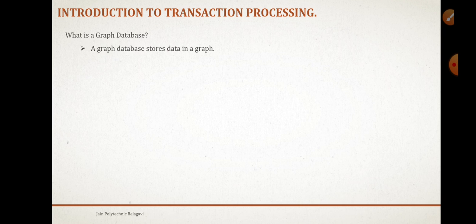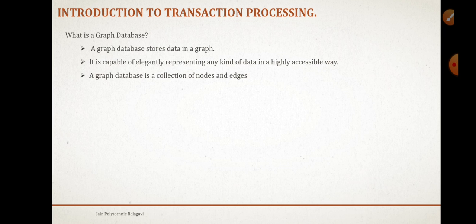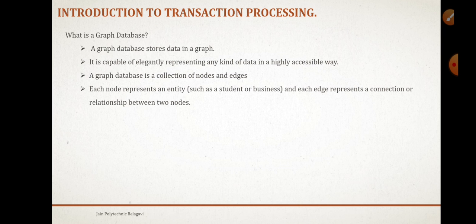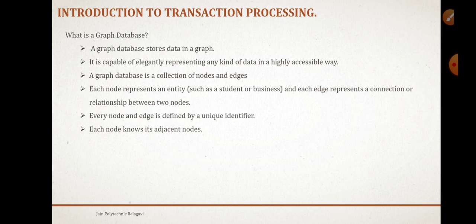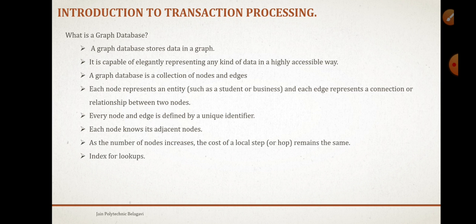What is a graph database? A graph database stores data in a graph. It is capable of elegantly representing any kind of data in a highly accessible way. A graph database is a collection of nodes and edges. Each node represents an entity and each edge represents a connection or relation between two nodes. Every node and edge is defined by a unique identifier. Each node knows its adjacent nodes. As the number of nodes increases, the cost of a local step remains the same. Index for lookups. Okay, so this is about the graph database.